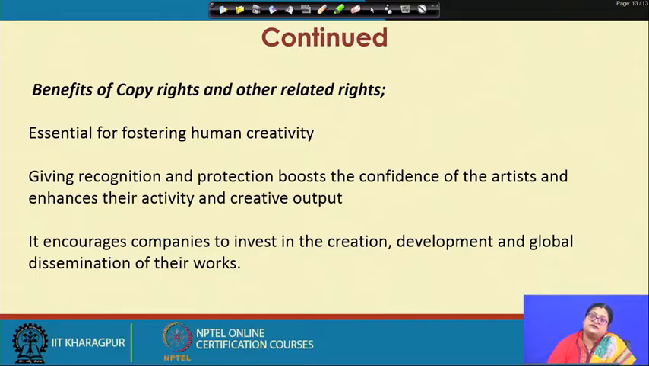What are the benefits of copyrights? It is important for fostering human creativity. Giving recognition boosts the confidence of the artists and enhances their activity from a creative point of view. It encourages companies to invest in creation, development and global dissemination of their work.